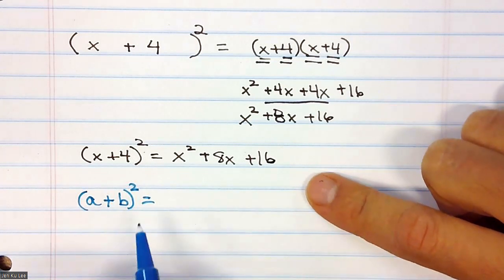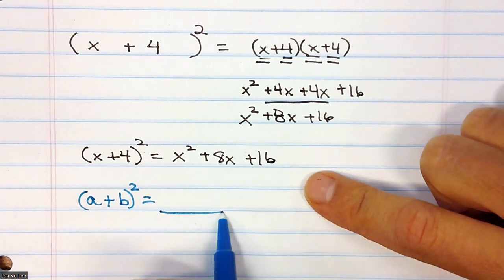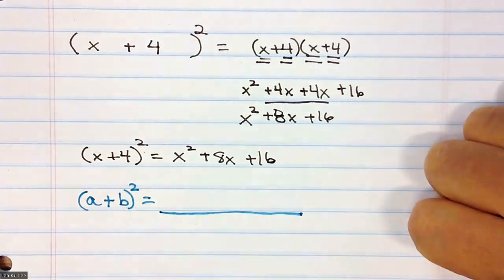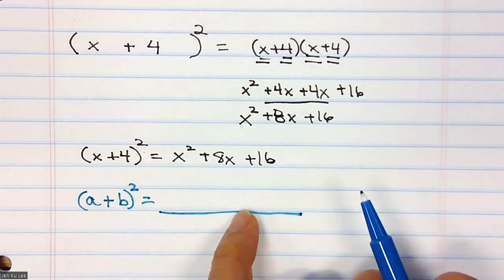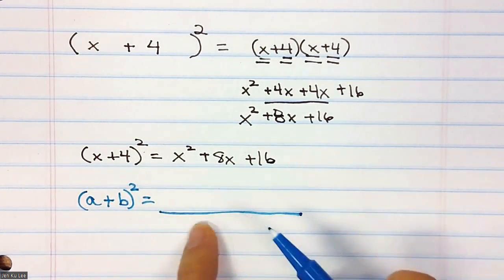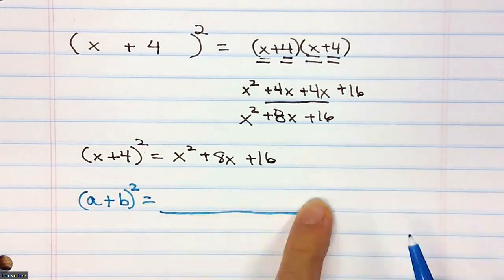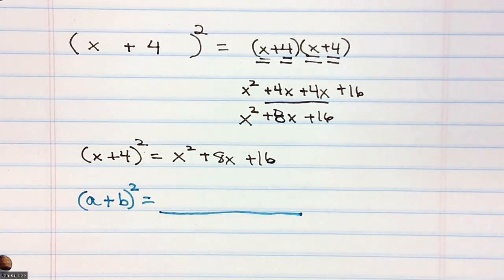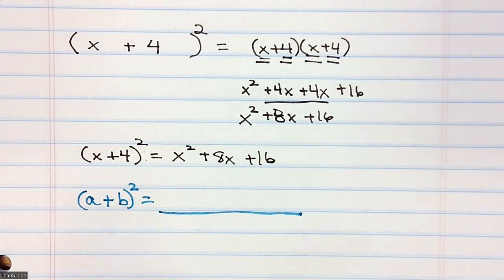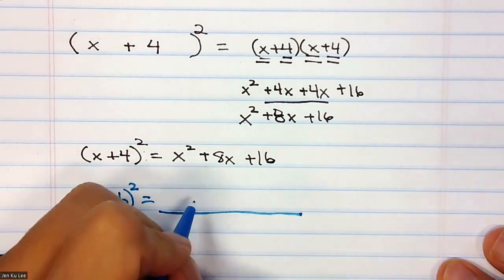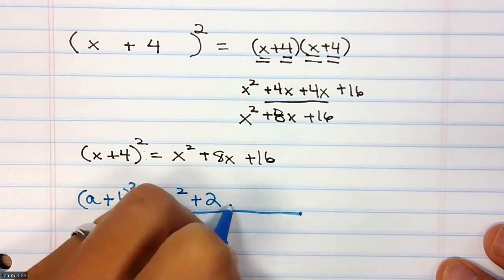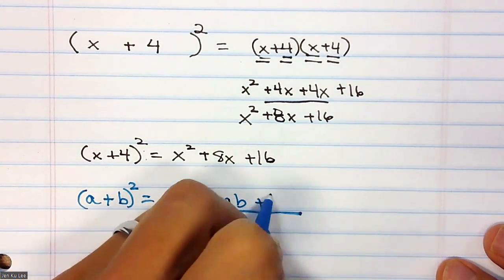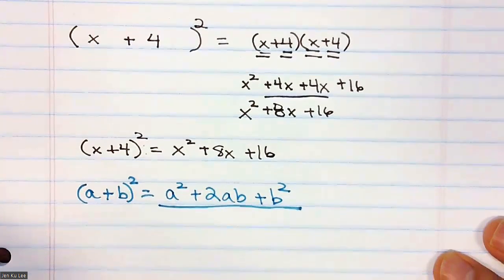Why don't you try and come up with a generic form here? Okay, I'll give you about 3 minutes. Talk to your neighbors. Try to brainstorm. How do I get, or what does a plus b quantity squared break out to be? Yeah, a plus b quantity squared breaks out to be a squared plus 2ab plus b squared.